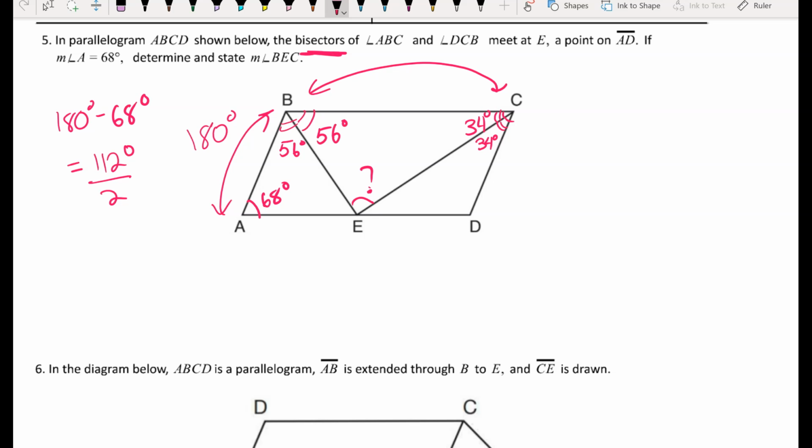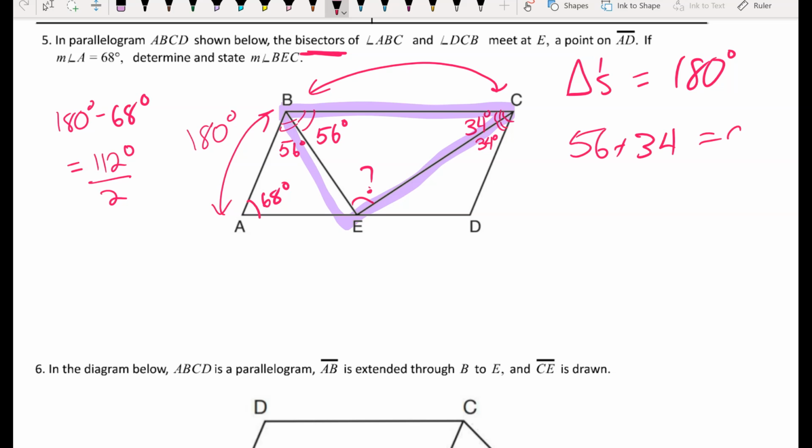Now we're almost there. If I look just at triangle BEC, that's a triangle where I know 2 of the angles, and I'm only missing one of them. Remember that all 3 angles of a triangle should sum to 180 degrees. So if I add 56 and 34, I get 90 degrees. And if I subtract that away from 180, I find that my missing angle is a right angle of 90 degrees.